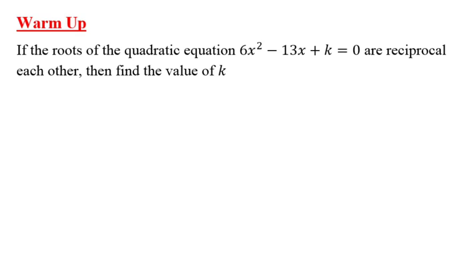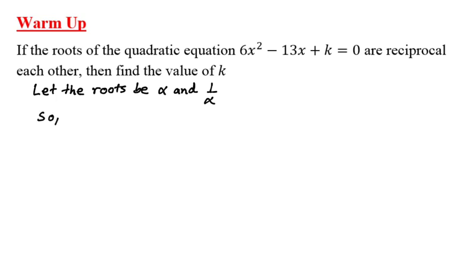Okay, in the sixth example, we are asked to find the value of k if the roots of this equation are reciprocal of each other. So the meaning of that is, if we know the first root, the second root is the reciprocal of that. But we don't know what the roots are. So I'll consider the roots as, let the roots be alpha and 1 over alpha. Okay, these are the roots.